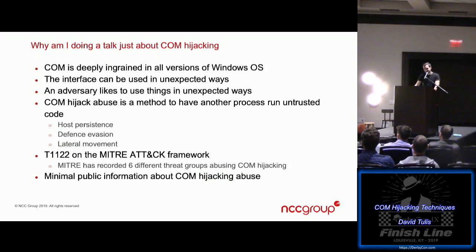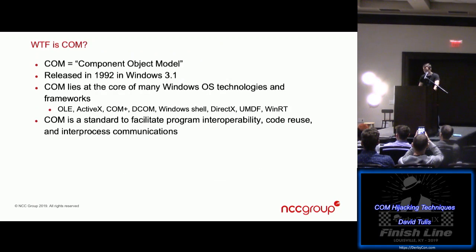So why the interest in COM? COM is available in all versions of Windows dating back to Windows 3.1. Abuse of the COM object loading process will cause other processes to load arbitrary libraries of the attacker's choice. Depending on the details of how this is done, this can be used for persistence, for defense evasion, for lateral movement. COM hijacking has been observed in the wild, mostly just for persistence. It's registered on the MITRE ATT&CK framework as Technique 1122. And for how useful and versatile this technique is, I don't think it's talked about nearly as much as it should be, so I want to show you all how cool COM hijacking is.